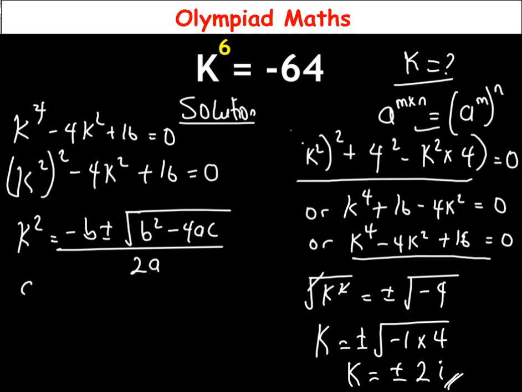So here, the value of a is 1. The value of b is minus 4. And the value of c here is the constant, which is plus 16.